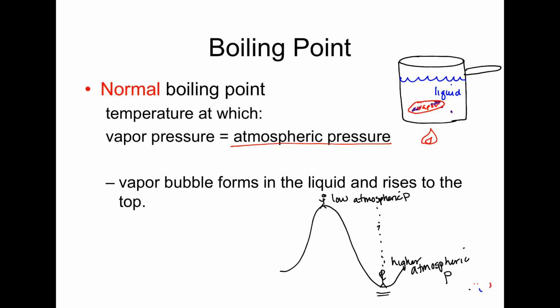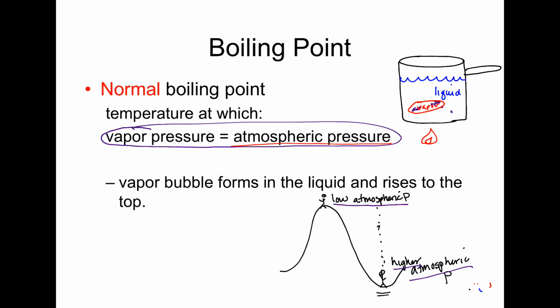And because the atmospheric pressure is different at different locations, that means that the boiling point is going to be different at different locations. Because again, boiling point is just where the vapor pressure meets the atmospheric pressure. And if the atmospheric pressure changes, that means the amount of energy that it takes to make that pressure high enough is going to change, and the temperature is going to change. So boiling point is variable depending on what the atmospheric pressure is.